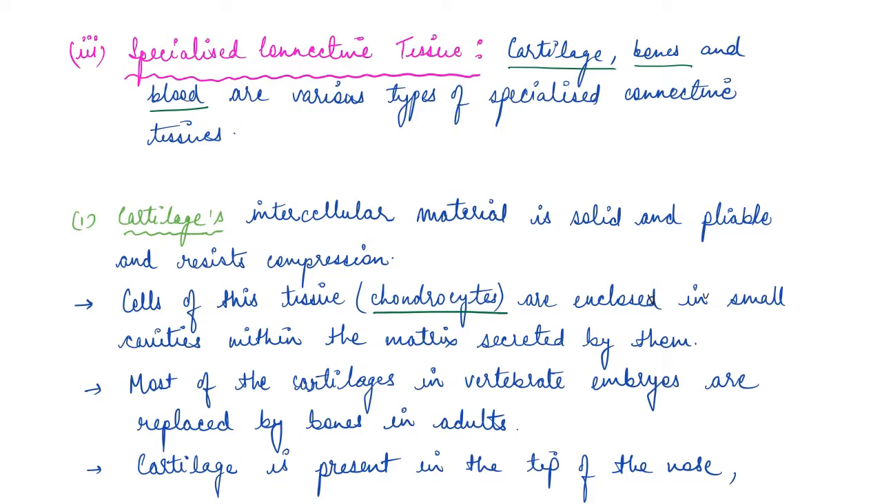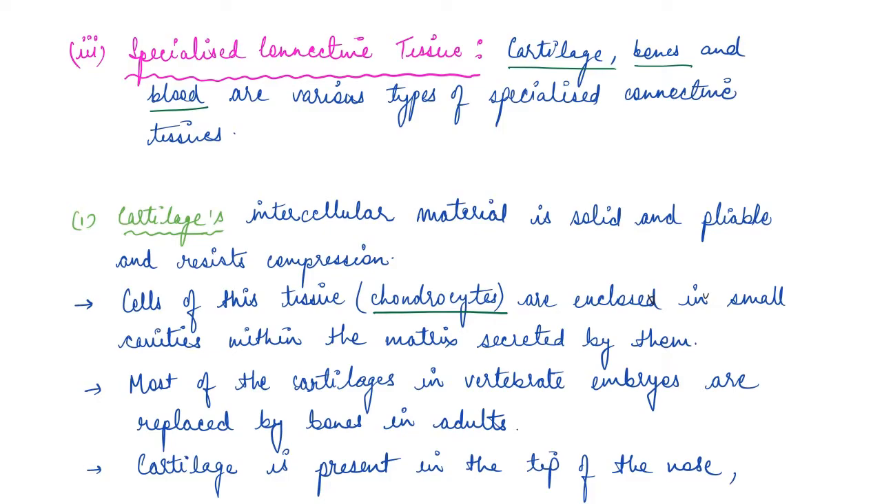Now, in most vertebrate embryos, when the embryo is formed, the embryo has the largest amount of cartilage. But as that embryo becomes an adult, most of this cartilage is converted or replaced by bones.